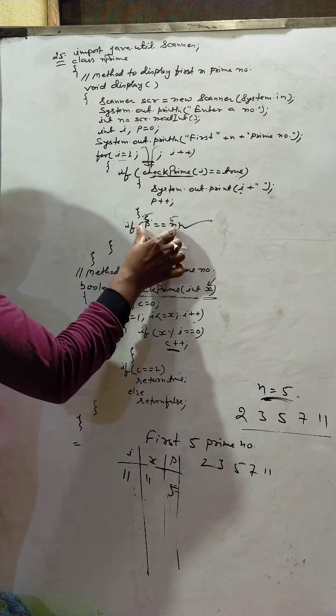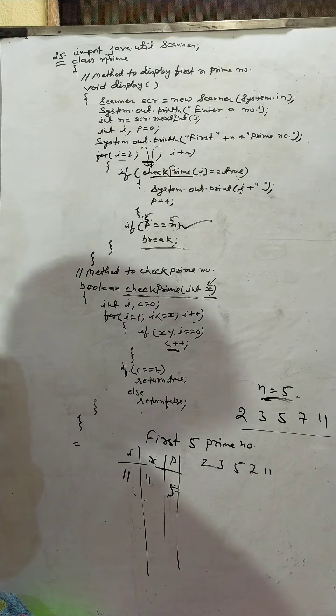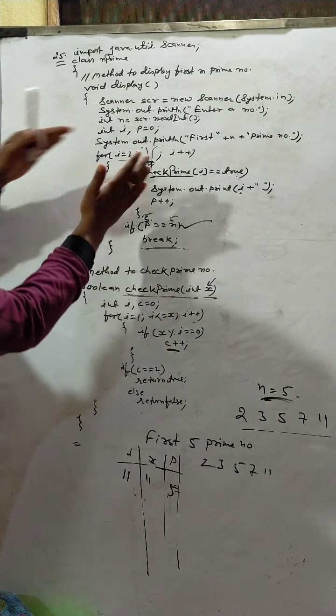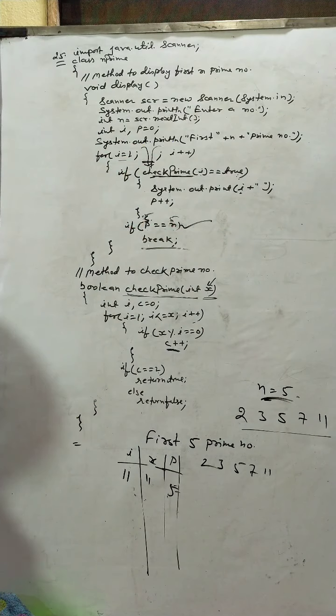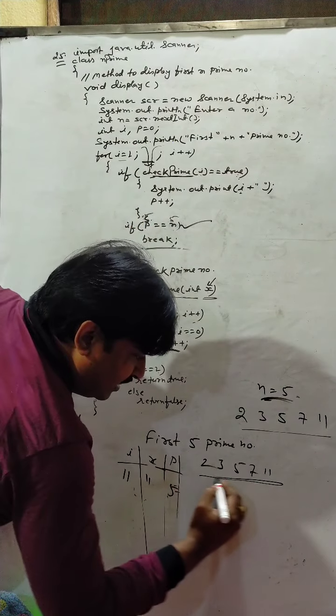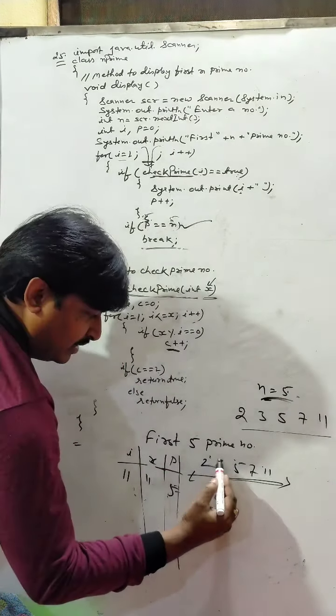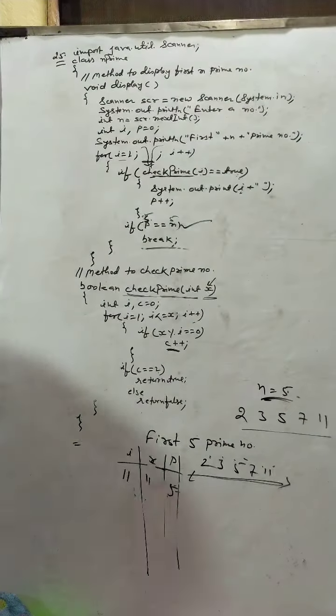Therefore, as soon as this condition evaluates to true, the break will be executed and the break will terminate the loop. Now we are outside the loop. But till the time we have already printed the first n prime numbers, and the value of n is 5. We have printed the first 5 prime numbers.